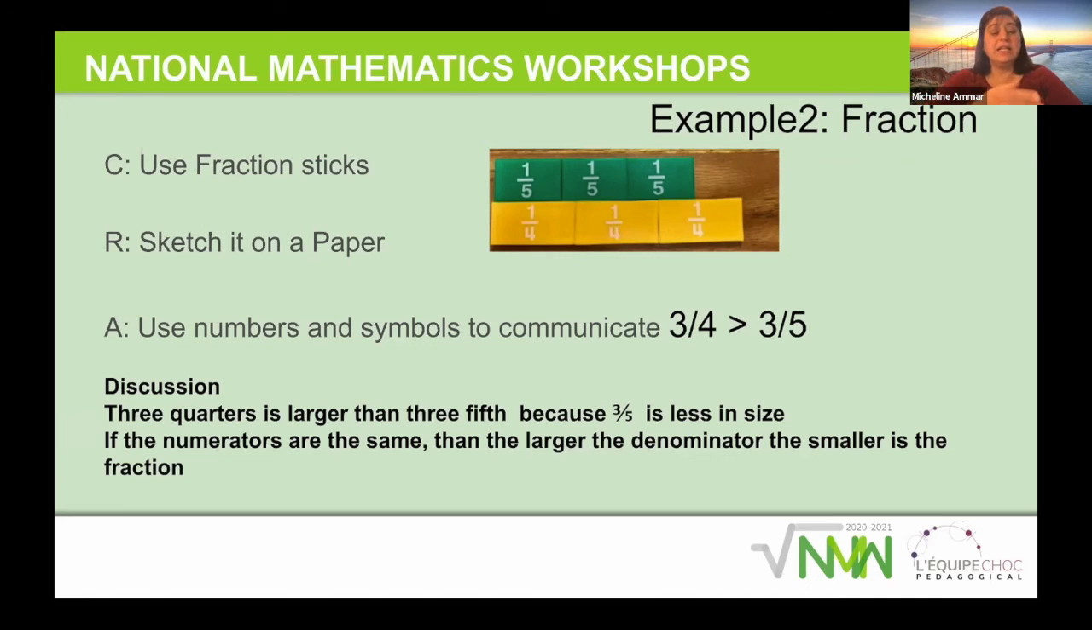but now he got a new technique under his belt, right? So 3/4 is larger than 3/5 because 3/5 is less in size. And that's a valid explanation, right? And again, if you had that group discussion, you could get to the part where if the numerator is the same, then the larger the denominator, the smaller the fraction. And this is a deduction that they could make on their own, versus when we feed them this information, right? And they actually understood it.